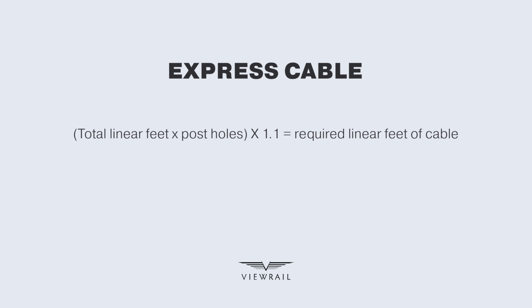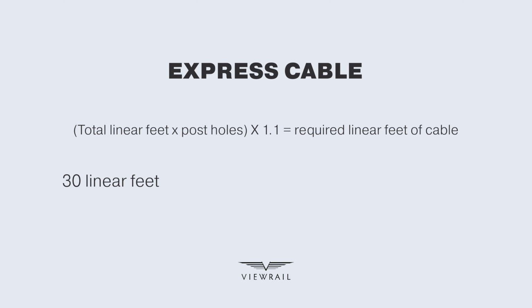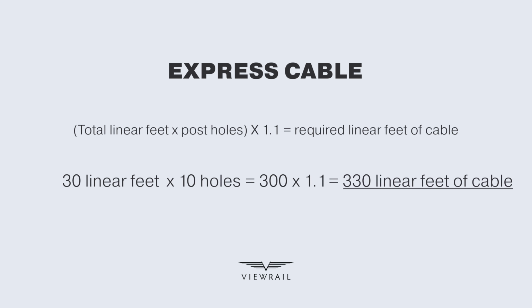For example, if you have a 30-foot long run and you're using 36-inch posts, which have 10 holes, you would multiply 30 linear feet by 10, which comes out to 300. Then multiply that number by 1.1. That comes out to 330 linear feet, which means that if you purchase a 400-foot spool of cable, you'll have more than enough cable for your project.